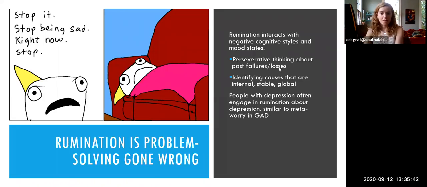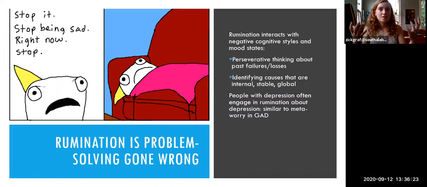Just like worrying in GAD, people who are depressed tend to ruminate a lot about their depression, just like people with GAD engage in meta-worry and worry about the implications of their worry. So in the depression lecture, I showed a couple slides showing people engaging in rumination about being depressed. One of the problems that people with depression are consistently trying to solve by ruminating is the problem of being depressed. But again, because of their negative cognitive style and their mood state associated with depression, this problem solving tends to be focused on negative things.